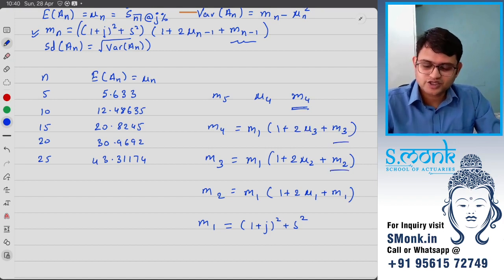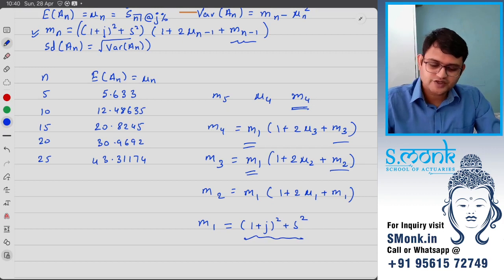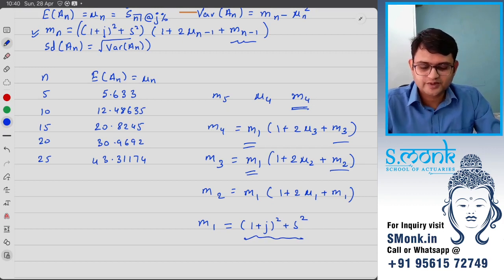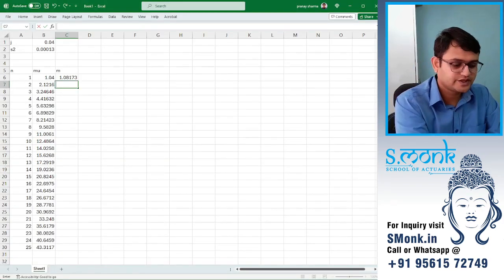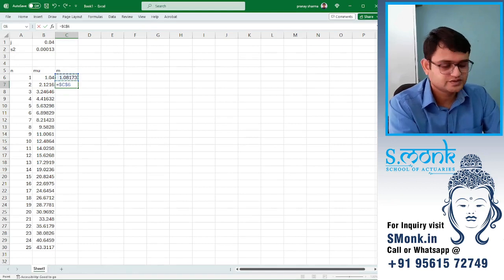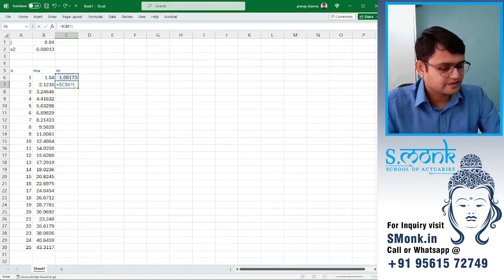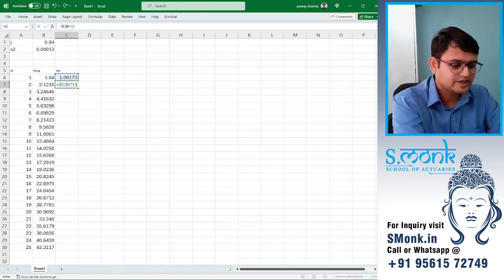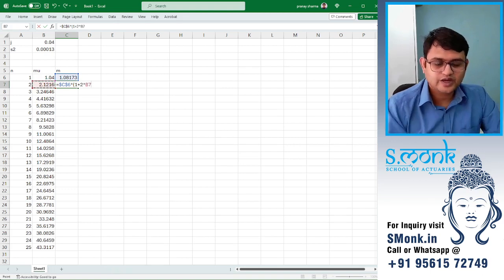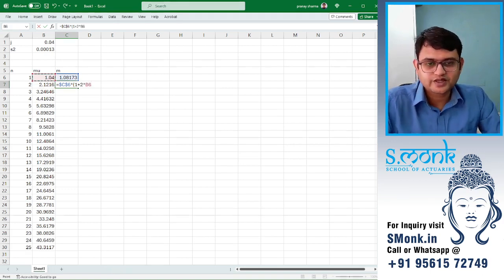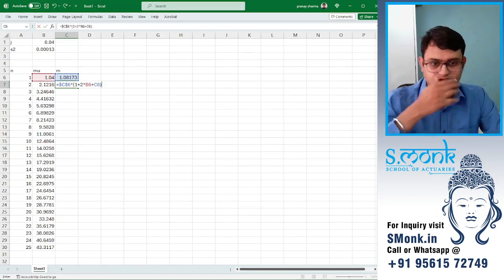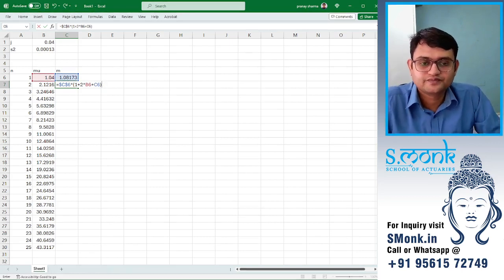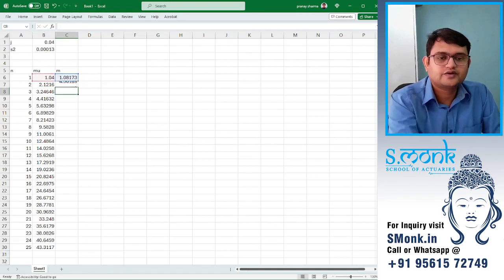So this m is changing, but this m1 is not changing because it's a constant value. This is what we are multiplying every single time. So here I'll say equal to this value, fix it, multiplied by bracket 1 plus 2 into mu1 plus m1, the previous value, the formula that we'll make, and then drag it till the end.